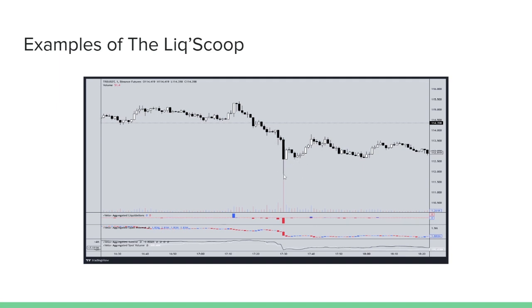Onto the long example, you can see we have a bunch of sells coming in, a bunch of longs getting blown out, a huge flush in open interest, and a big spike down in CVDs. That's our cue to get long and trade this up for a few percent.